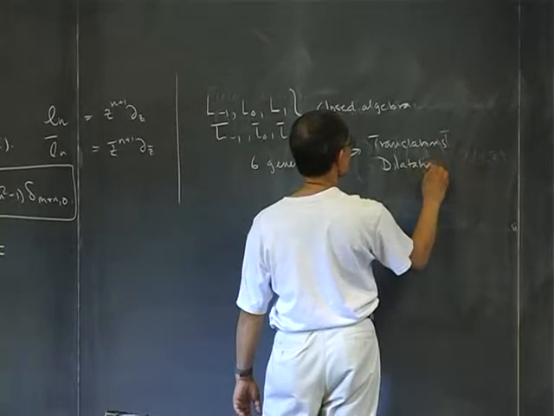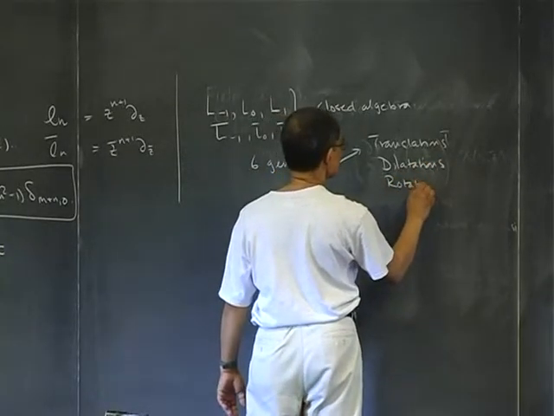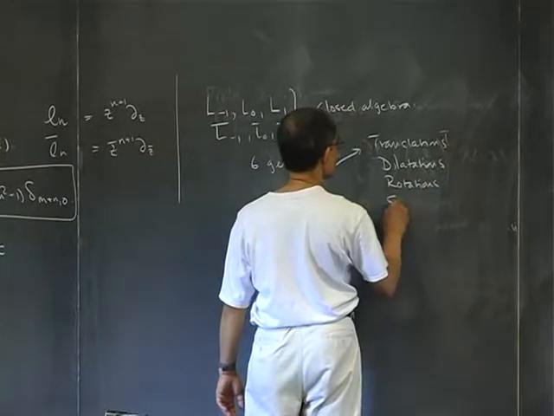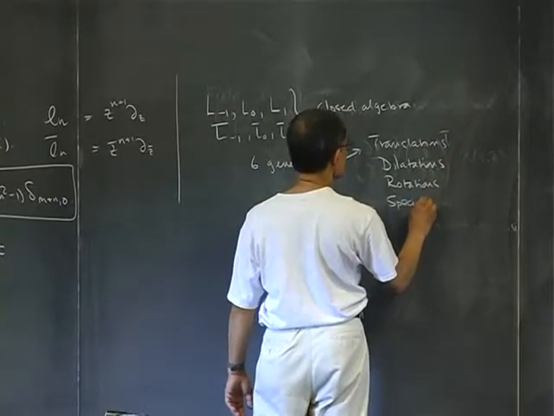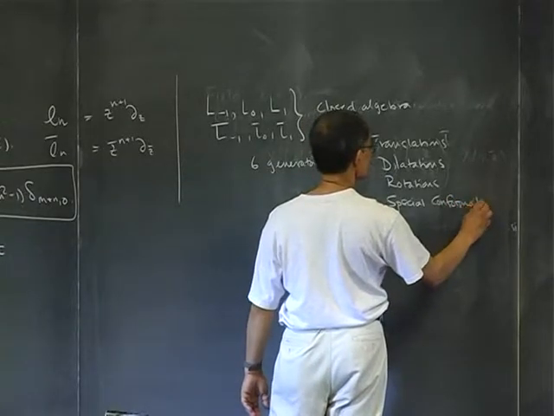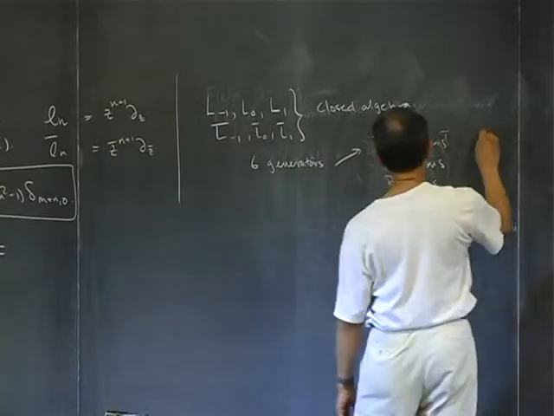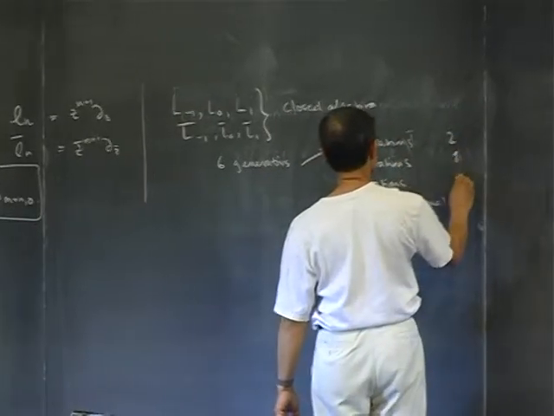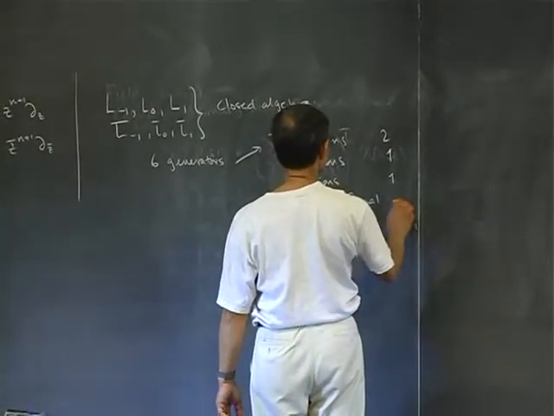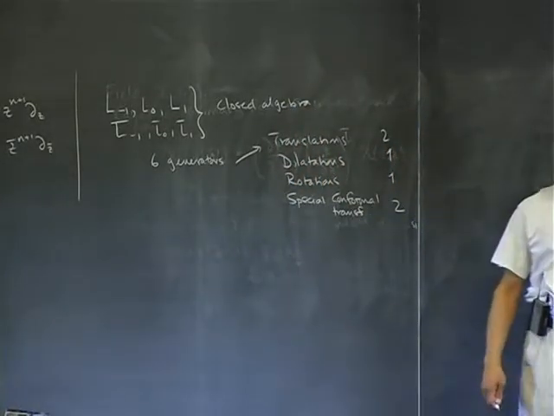and we showed they can be grouped into translations, dilatations, rotations, and what I call special conformal transformations. There are 2 of those, there is 1 of those, there is 1 of those, and there are 2 of those. This accounts for 6.